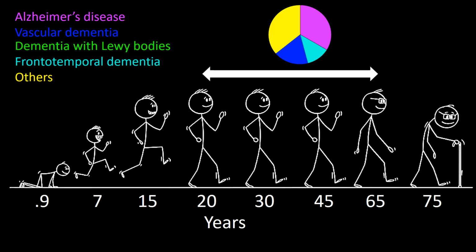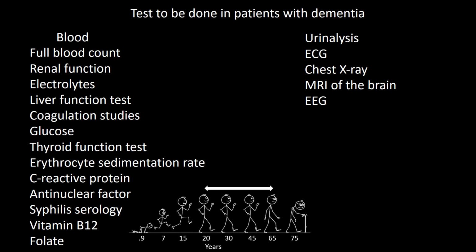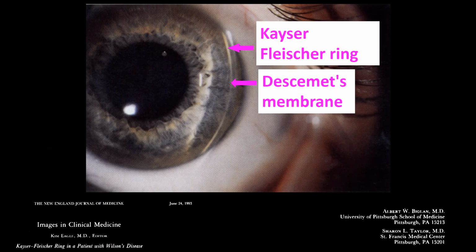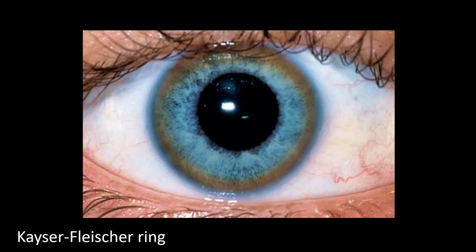Patients under 65 should have the same tests done, but in addition, they should have a slit lamp examination. A slit lamp examination is done looking for a thickened Descemet membrane due to deposition of copper. Thickening of the Descemet fibers indicates a nascent Kayser-Fleischer ring, which you can see here full blown.